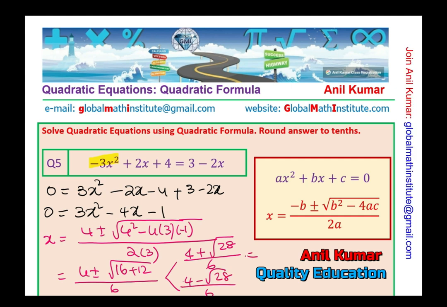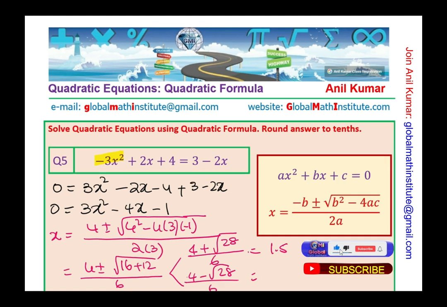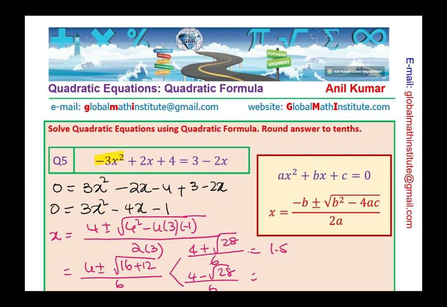Now you can use the calculator to find the answer to one decimal place. So 4 plus square root of 28. We are going to divide this by 6, and we get a value 1.54, so it is 1.5. Now, let us calculate 4 minus square root of 28 divided by 6. It gives us a negative value, negative 0.2, when rounded to one decimal place.